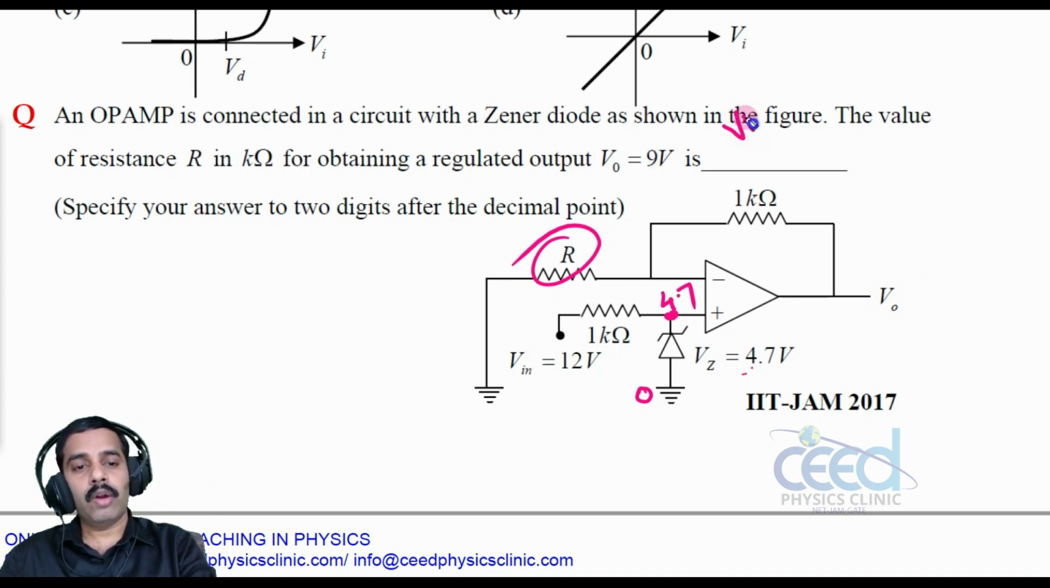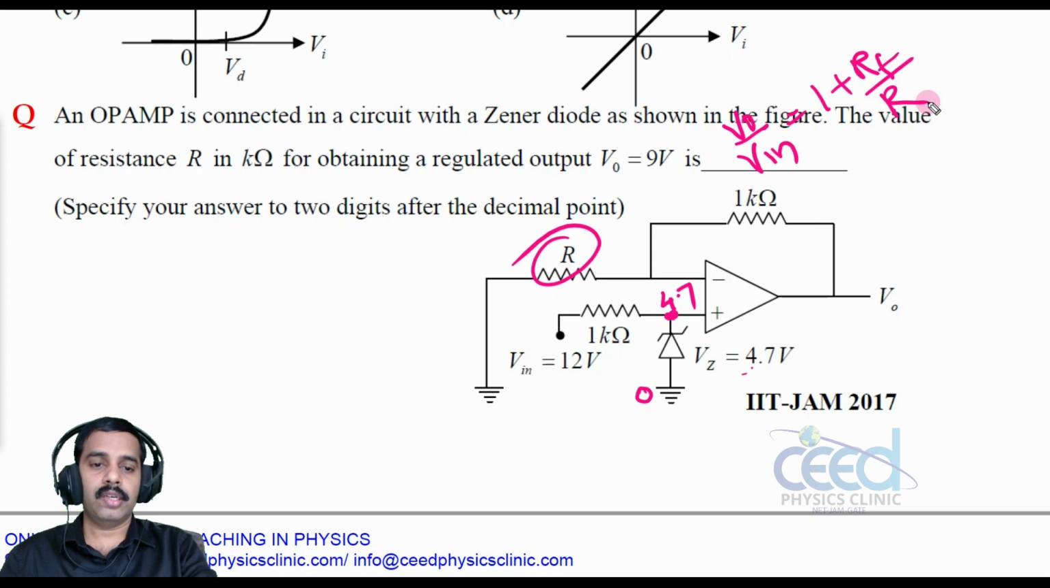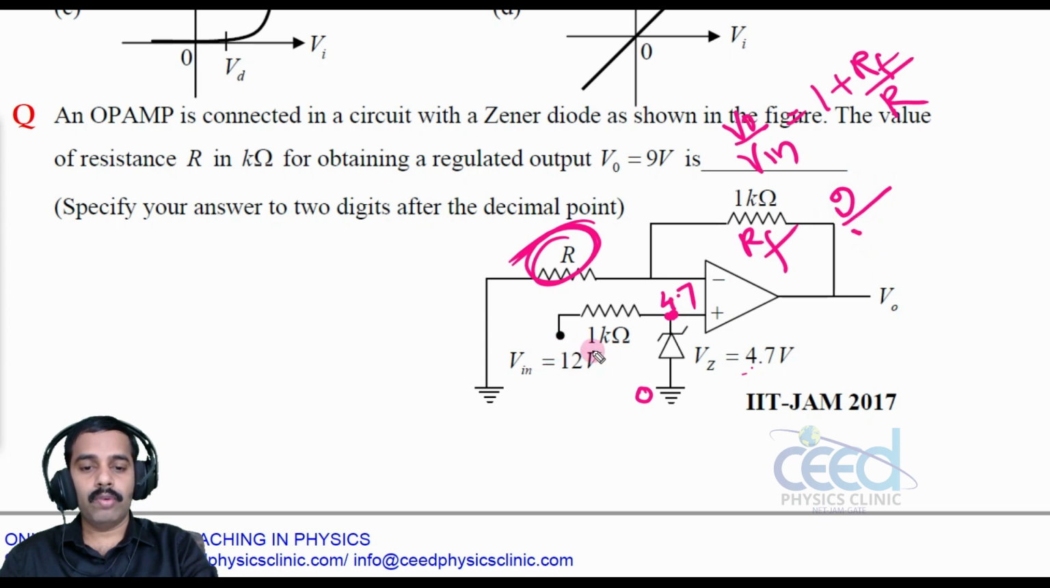So what is V output by V in? That is equal to 1 plus RF by R1. In the non-inverting case, this is the result we have. This is my RF and this is my R, right? So VO is 9 volt, that is given, and V in, that is 12 volt, right?